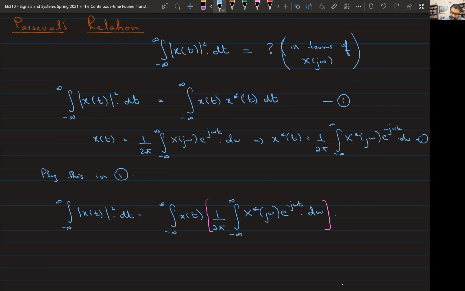So this is dt. Okay? Right, so all I've done is plugged in x conjugate of t here. What do we do next? Anyone who has ideas of what we could do? I'll give you a few seconds.